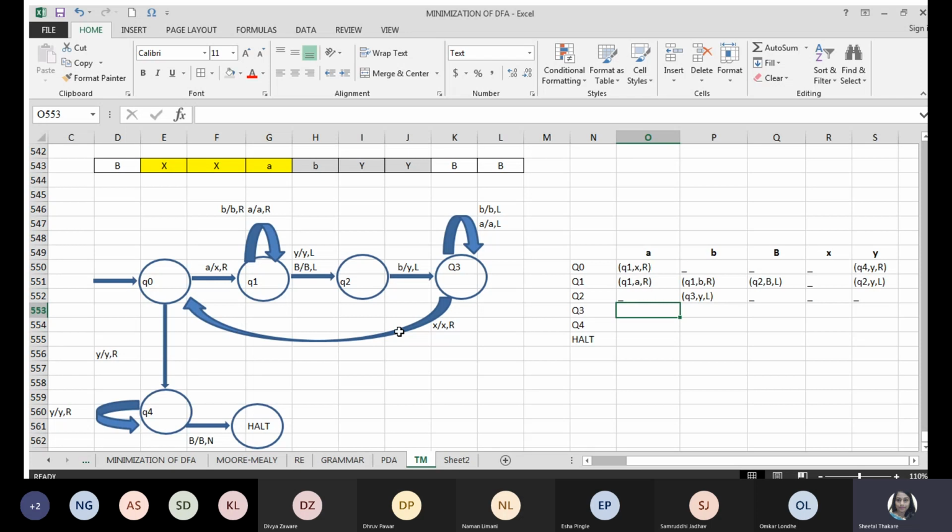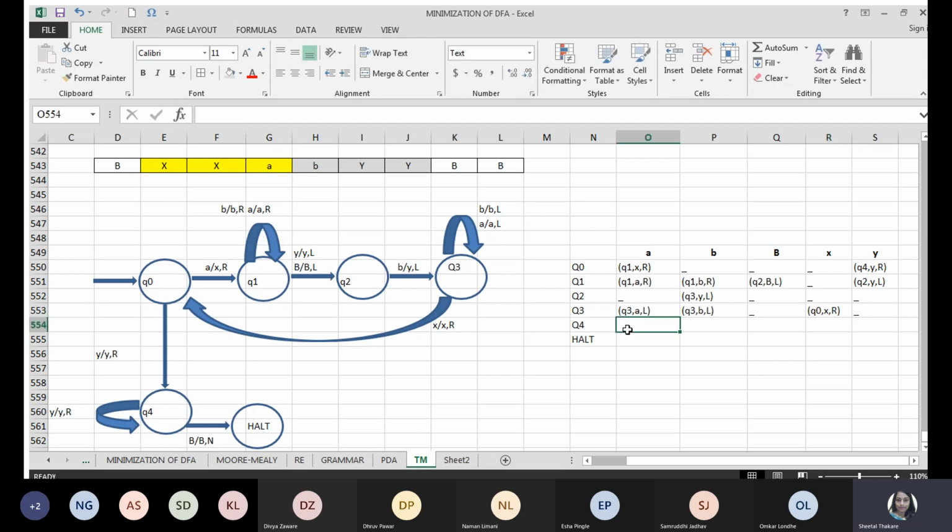3 outgoing arrows. Input symbols are a, b and x. So for B and y, we have entered dash. For a it stays in Q3. a is reflected as a, it's moving to left. Same with b. It stays in Q3. b is reflected as it is, moving towards left. This dash. For x it's changing the state to Q0. Next state. x is kept as it is, moving to right.